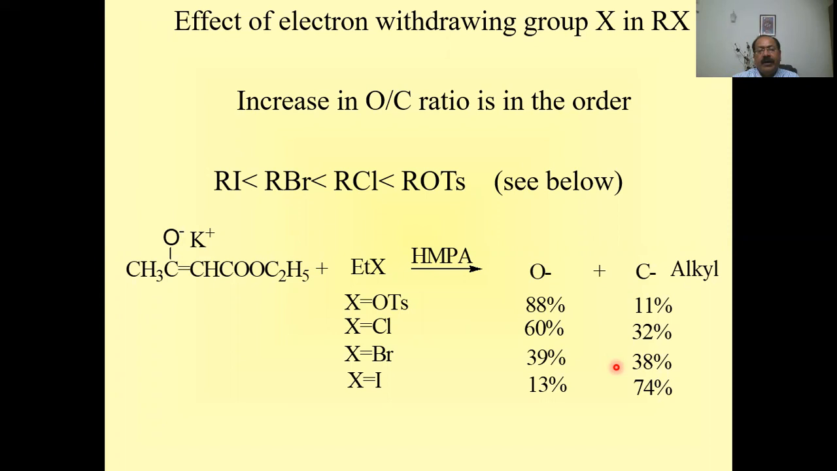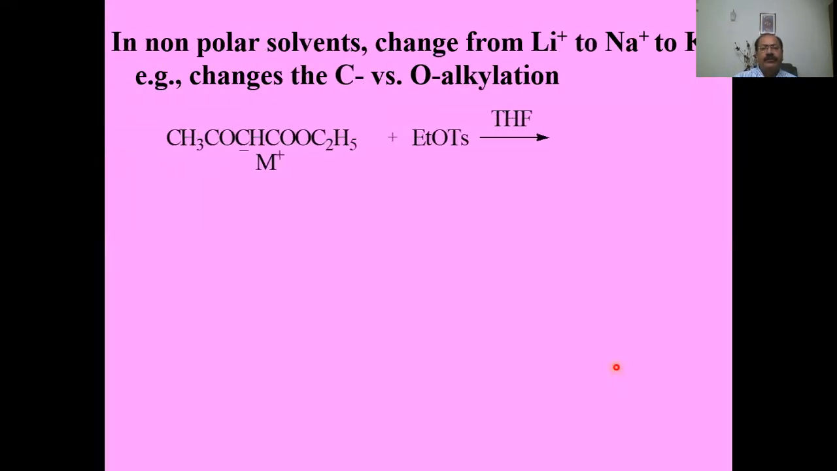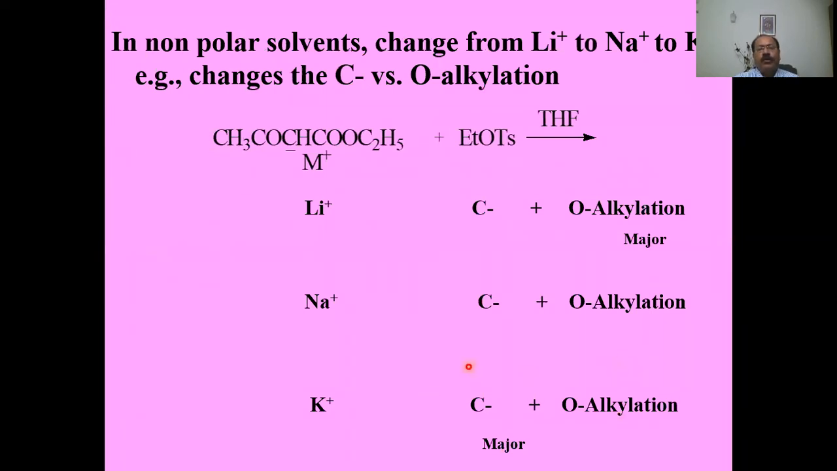So we should be clear that the ratio of O versus C alkylation depends on RX as well as the solvent. Besides this, it also depends on another factor, since we are talking of potassium here. Now you can see which base we use to create this anion. It could be lithium hydroxide, sodium hydroxide or potassium hydroxide.